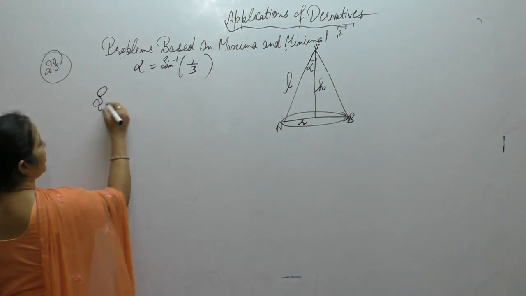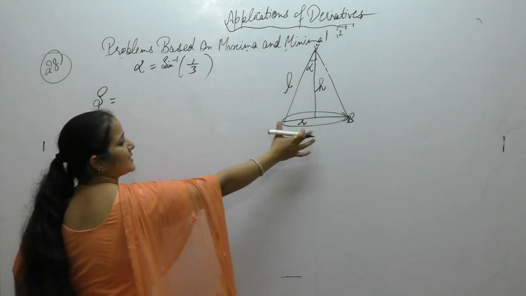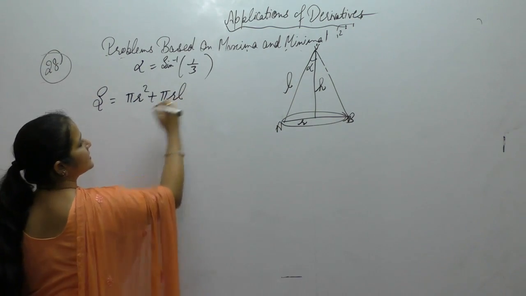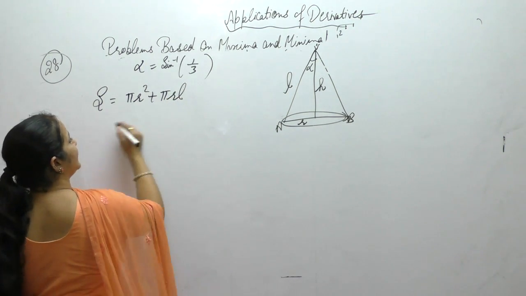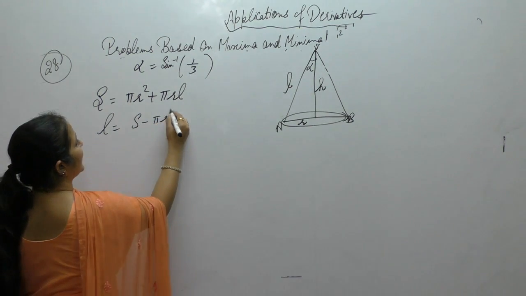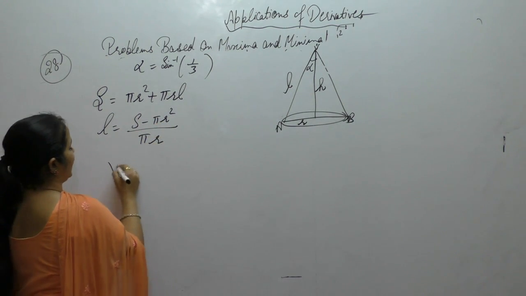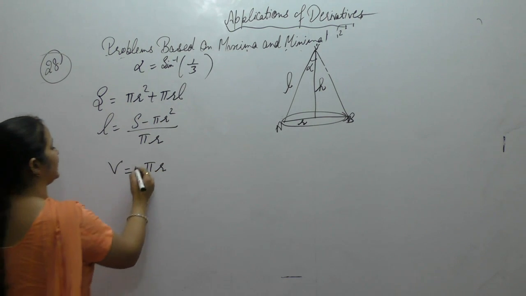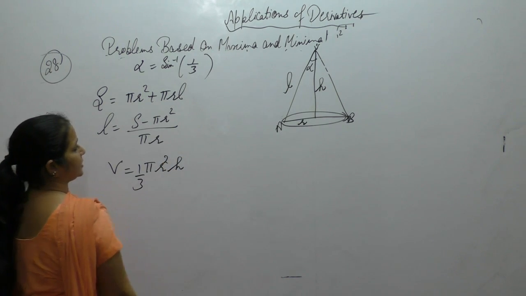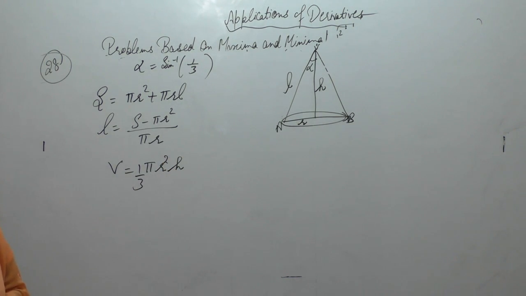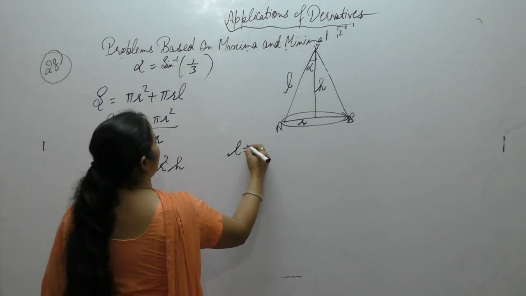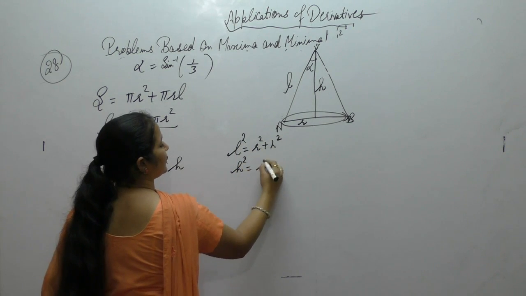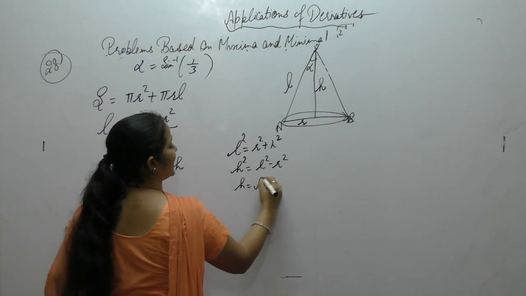Now what is the formula for surface area of the cone? Base is a circle, therefore area is pi r square plus pi r L. Find the value of L: S minus pi r square upon pi r. Volume of the cone. What is the volume of the cone? 1 by 3 pi r square h. यही होता है हमारे पास. And what is L? We know L square is equal to r square plus h square, or h square is L square minus r square.